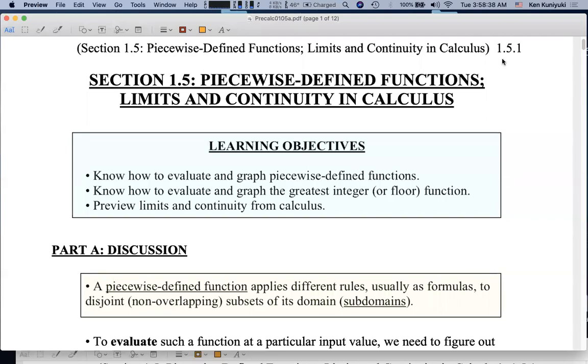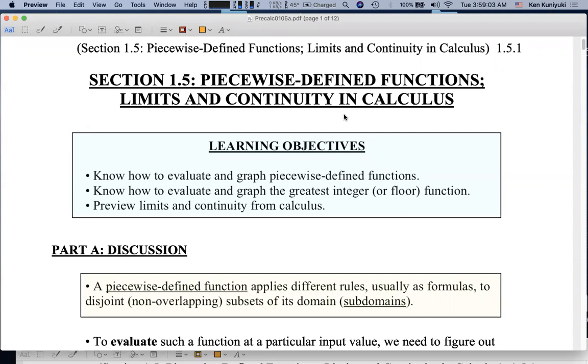Hi everyone. In section 1.5, we're going to discuss piecewise defined functions, or just piecewise functions, which are really useful in calculus. You often see these in the first chapter of a calculus book on issues of limits and continuity. A piecewise function is basically a function that has different rules for different subdomains, different x values.